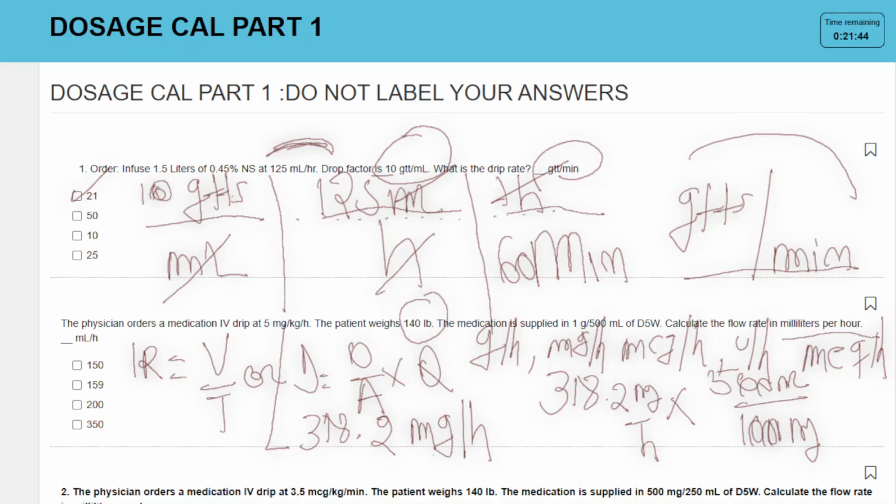So what I'm going to do, I'll go down there and do 318.2, multiply that by 500, and then divide that by 1000. And once you do that, you can see your answer is 159. All right? You see that? All right, so let's keep going.